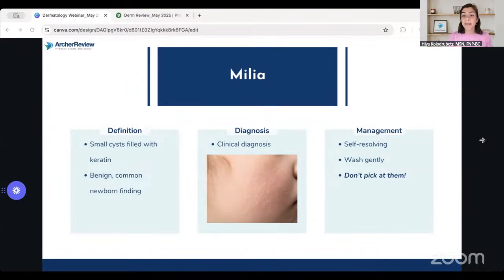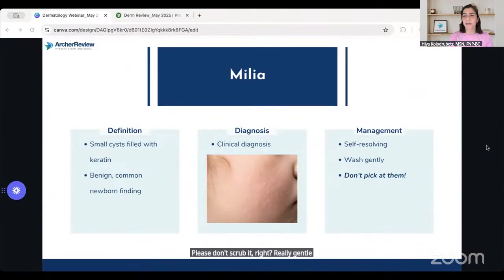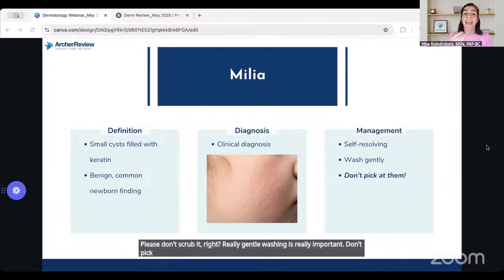They're totally benign. Some new parents get really nervous about it, thinking that it's acne, and they want you to tell them what they can do about it. They come in and say, I've been scrubbing baby skin. Hopefully the nurse in the hospital has already educated them on the fact that these are benign and they will go away on their own over time. But you're going to have to do a lot of reassurance with parents on this one. So totally benign. They will self-resolve. Please don't scrub it, right? Really gentle washing is really important. Don't pick at these because it can then cause scarring.